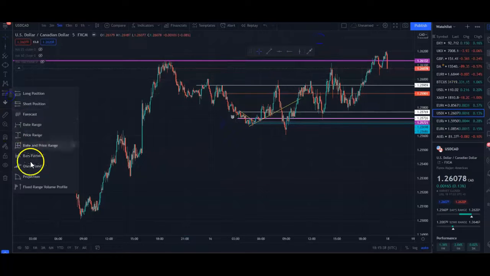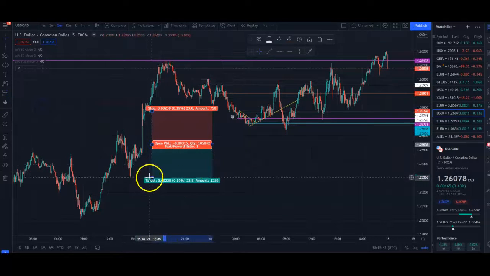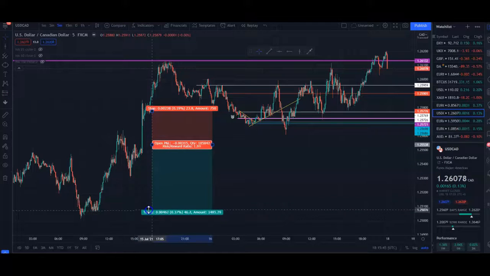And the same thing for a sell, guys. Same thing for a sell, which is going to be your short position. The green box is going to go to the downside. This will be your stop loss if we're selling.